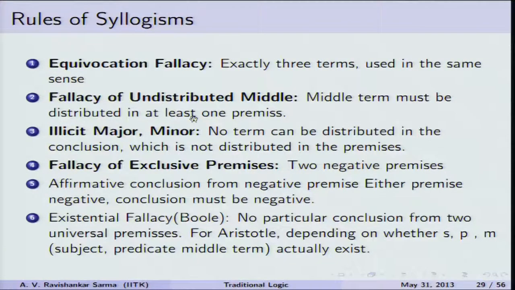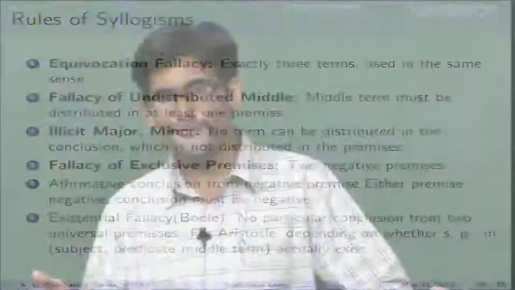So these are some of the fallacies we have if the rules are violated. The first rule is pretty straightforward, and it is also taken for granted that there is no equivocation in the argument. That means there should be exactly three terms, and these terms should be used in the same sense. They should not be used in two different senses. For example, if you say this room is made up of atoms, atoms are invisible, and therefore this room is invisible, atoms are used in the premises in two different ways. In the first premise it is used in one sense, and in the second premise, "atoms are invisible," atoms are used in a different sense. So this is the equivocation fallacy.